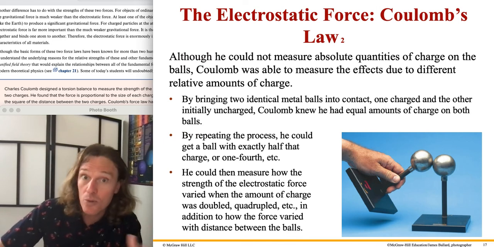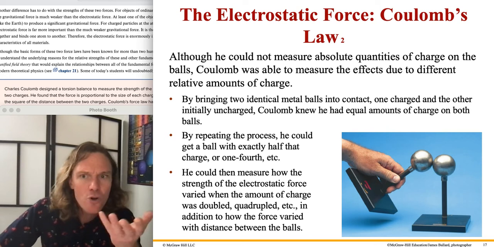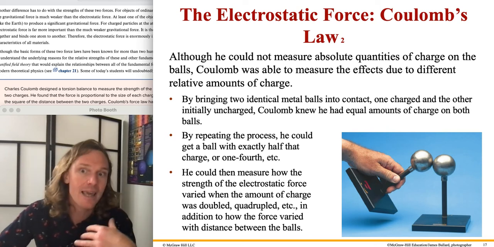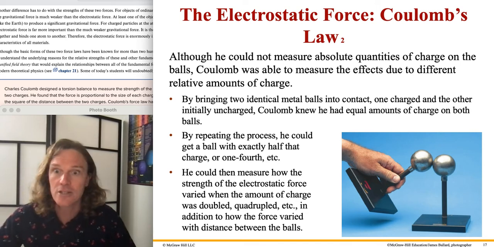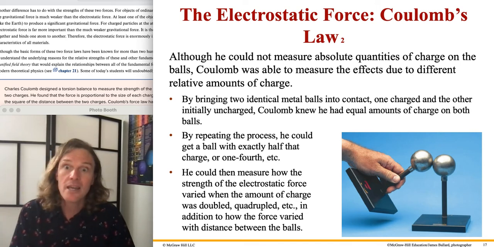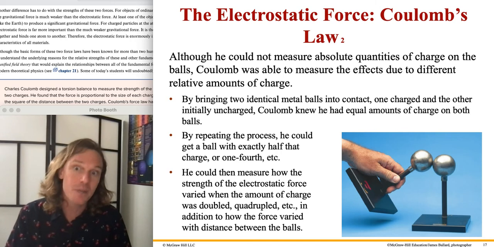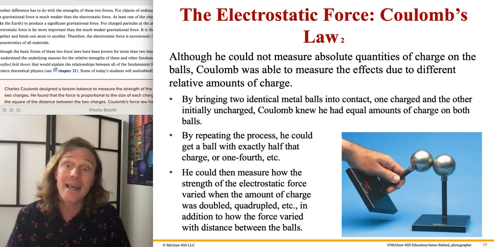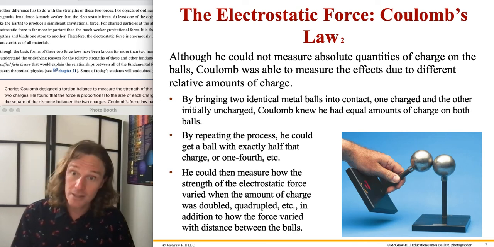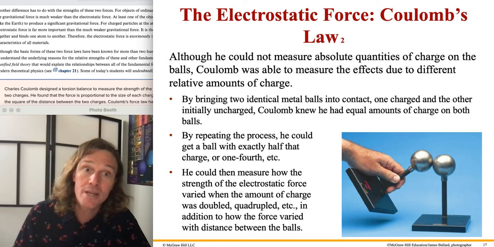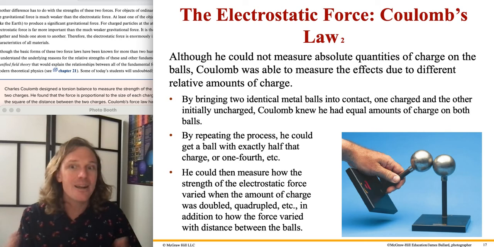So although he, being Coulomb, could not measure absolute quantities of charge on the balls, okay? So he had no way of counting the number of electrons or even any inkling of the idea that charge was parceled out in individual chunks called electrons. That is a very modern idea that now is so common in our understanding of science because of the influences of quantum mechanics in the early 1920s and 1910s. So it's a big deal, right? It's a pretty modern idea. Regardless, charge is a much older idea, okay? So Coulomb was able to measure the effects of this charge due to different relative amounts, okay? Because he's able to divide it and realize how much, right?